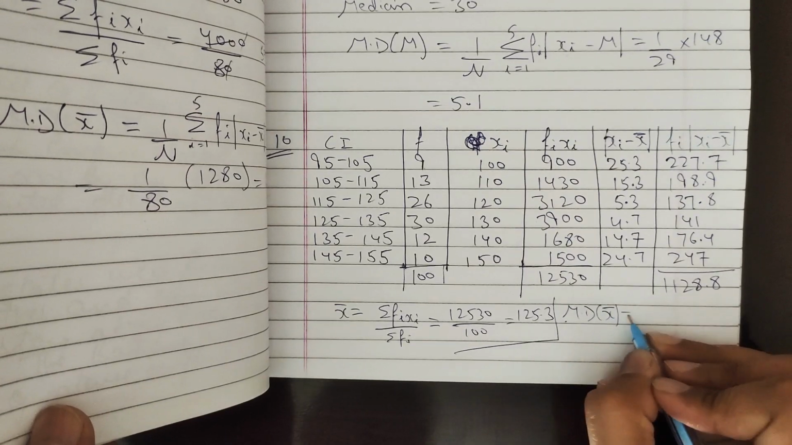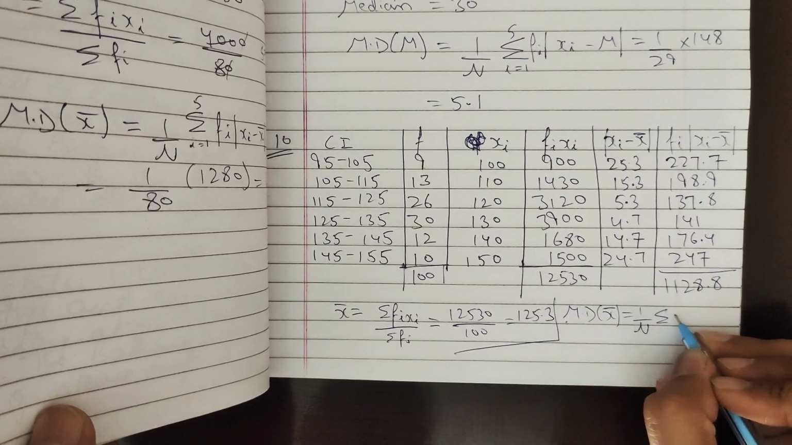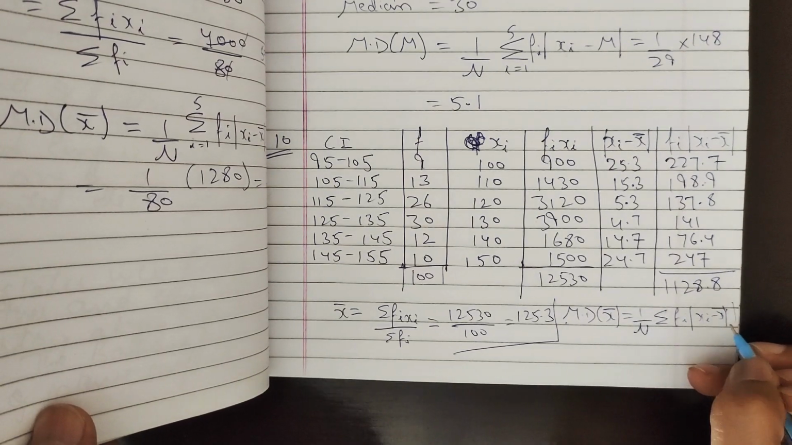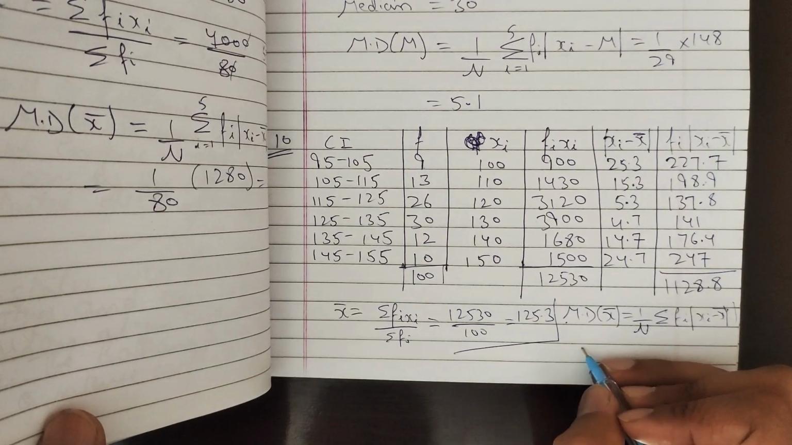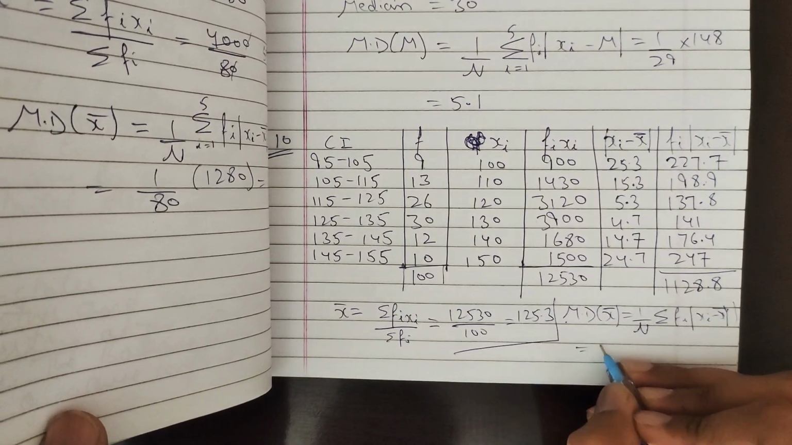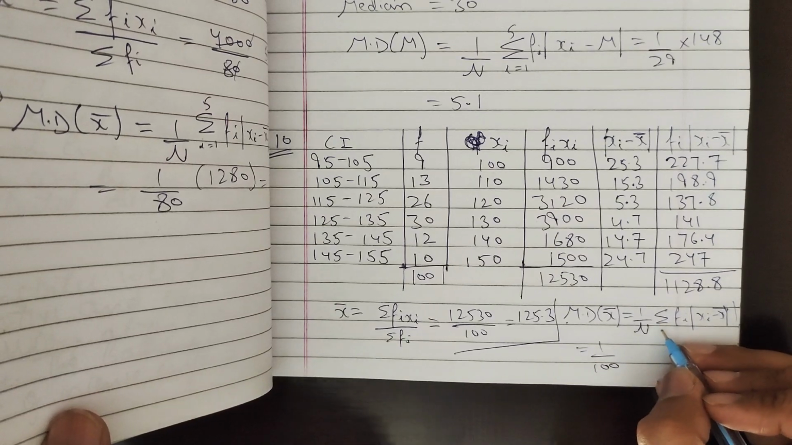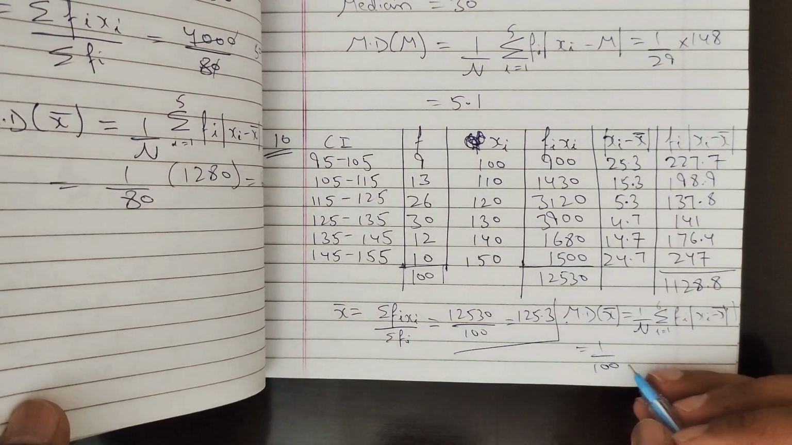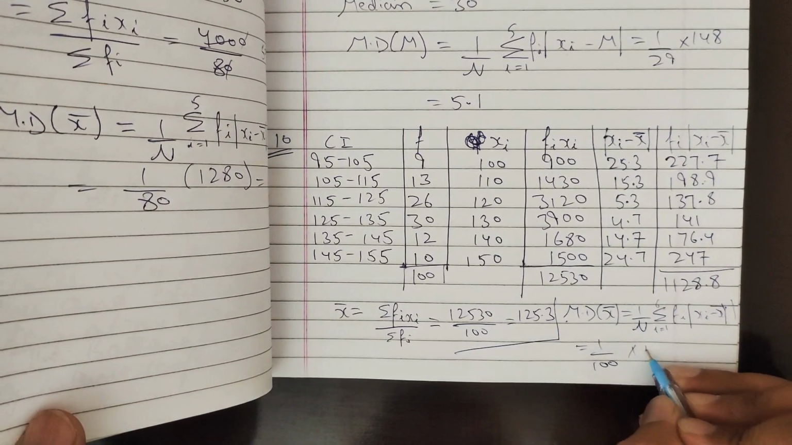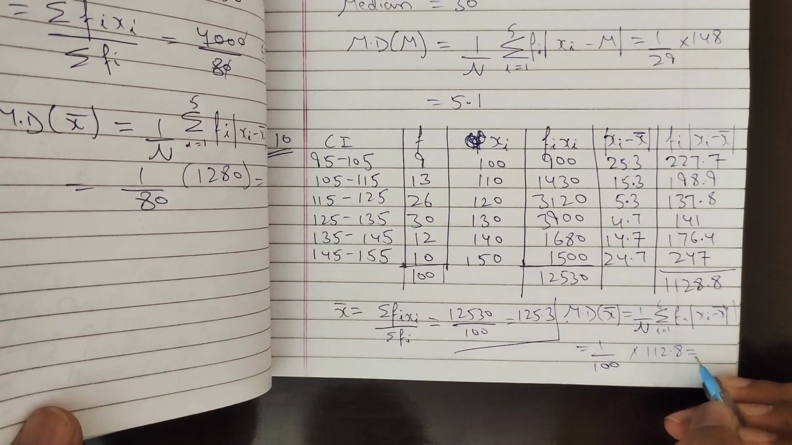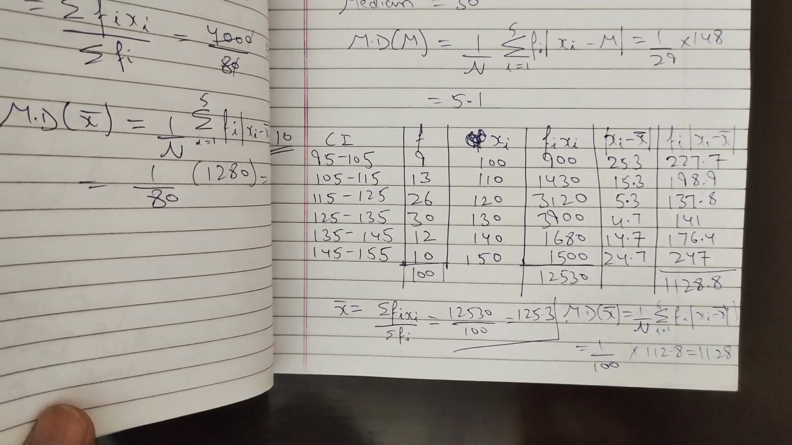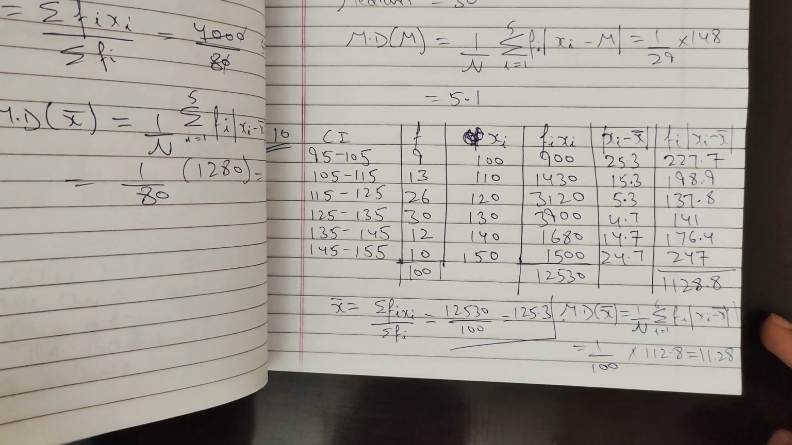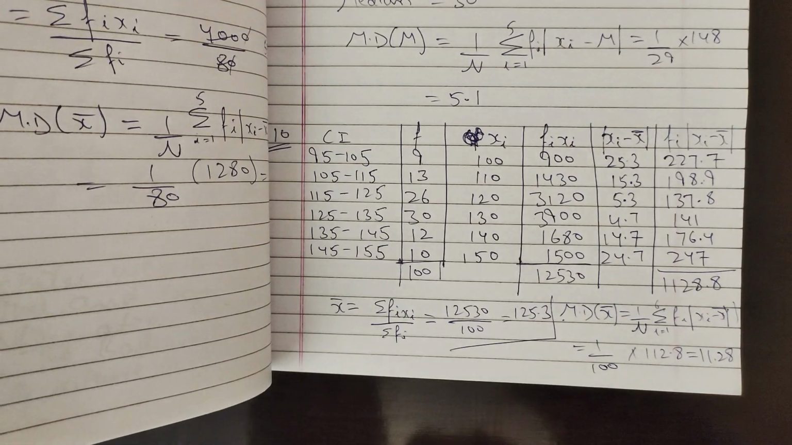Now we know that mean deviation about mean is equal to 1 upon n sigma Fi modulus of Xi minus x bar, right? So 1 upon n, the value is 100, so 1 upon 100. Sigma will go from i is equal to 1 to 6. So multiplying 1128.8, this will be equal to 11.28. So mean deviation about mean is 11.28. Just pause the video and note down.